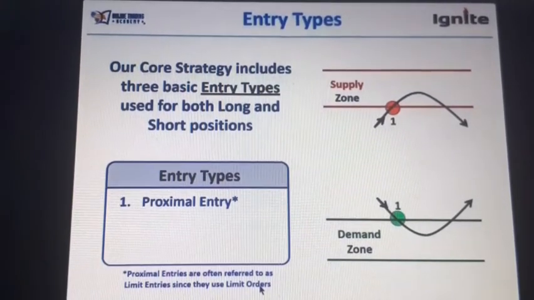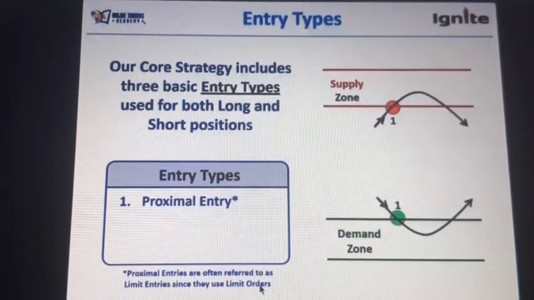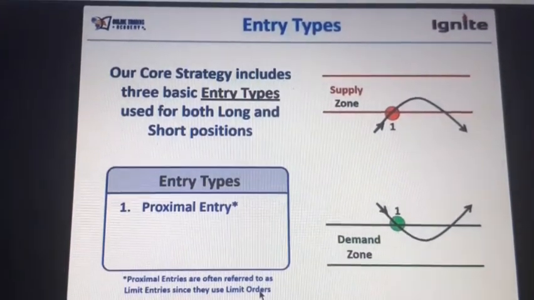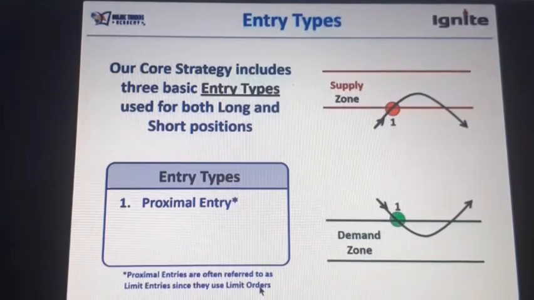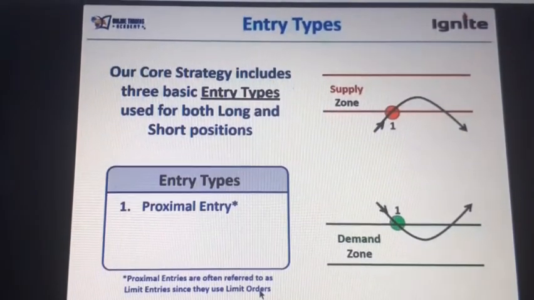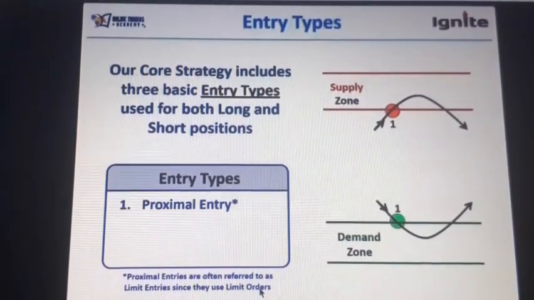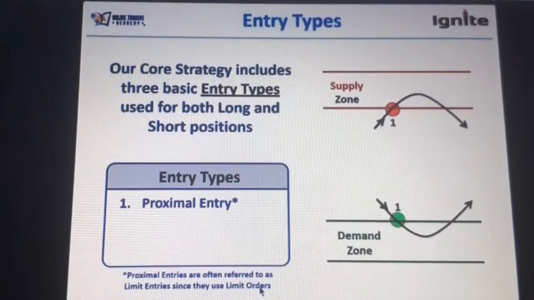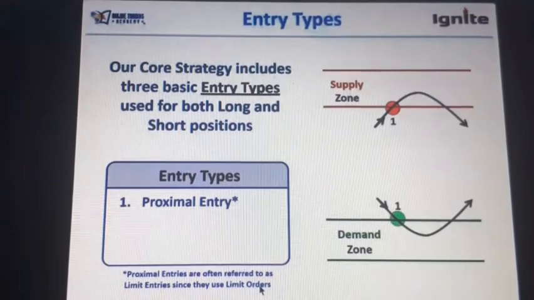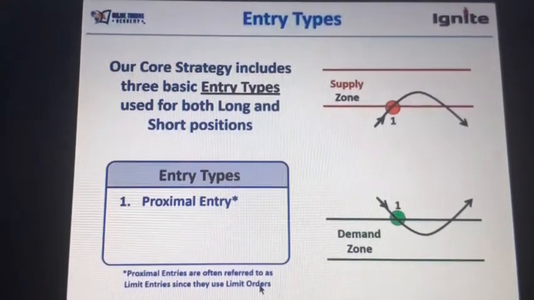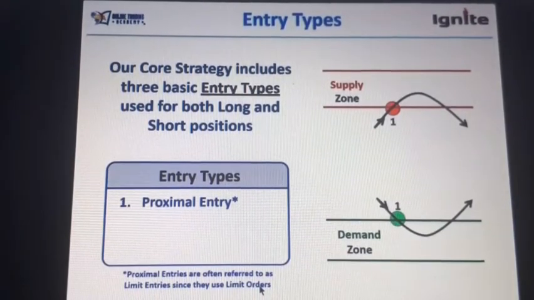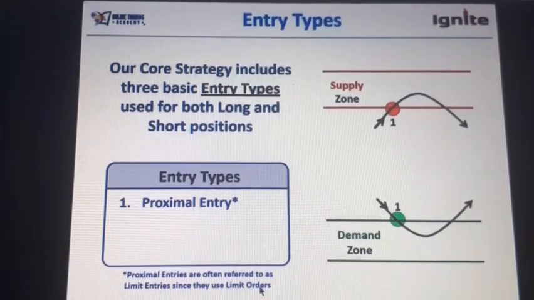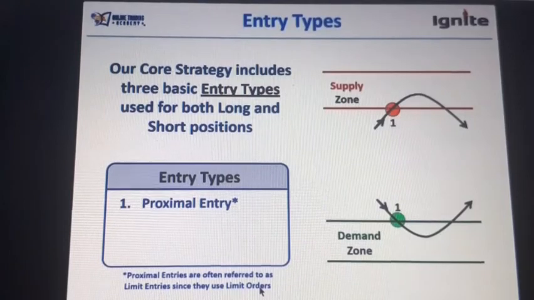In a limit order, you specify a price at which you want to buy or sell that stock. Like, if the stock is right now trading at 105 and you want to buy at 100, you specify that you want to buy this stock at 100. That's the limit, the price that you are specifying. So that is your limit order. First, proximal entries were called limits only, but now this is changed to proximal entry.